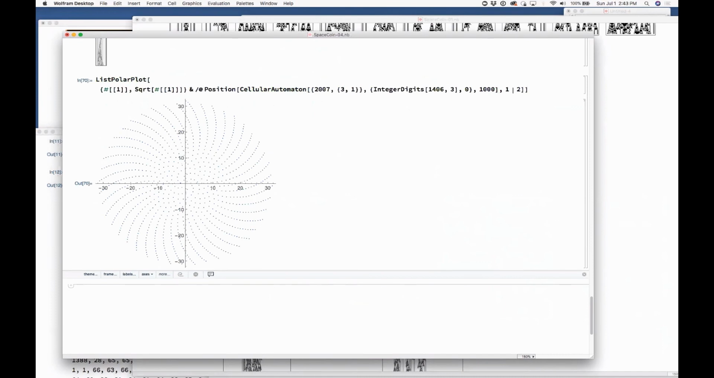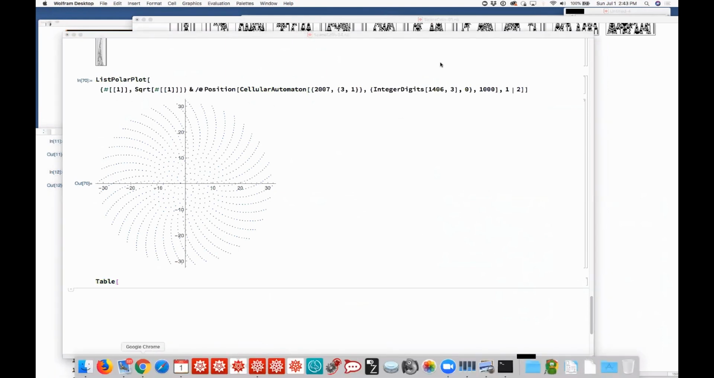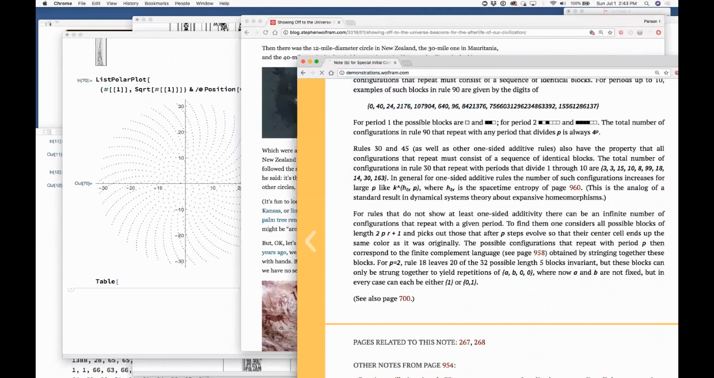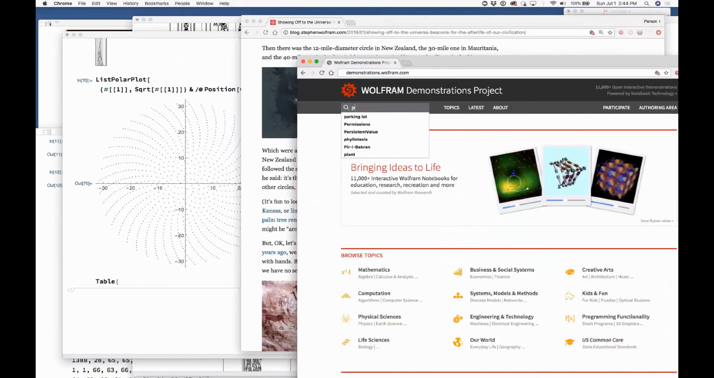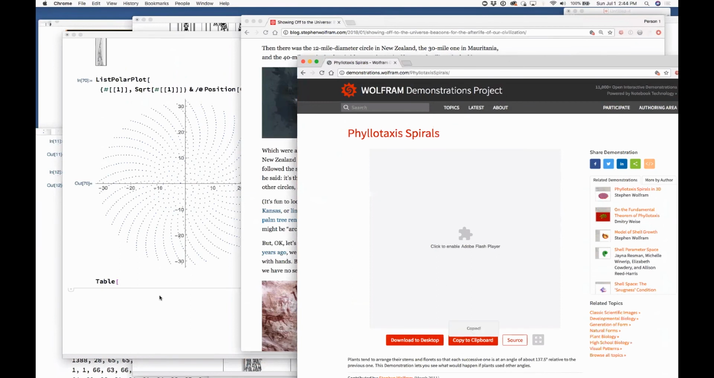Of a sort. And if we wanted to, we could make that a Fibonacci spiral, which would pack in a Fibonacci spiral with an angle of 137. Every circle has, so I claim the following thing. If you say table of, oh gosh, how do you do this? I think this is where we look at the demonstrations project to figure it out, and we look at phyllotaxis, because plants have figured this out a long time ago. And we look at phyllotaxis spirals here, and we say copy to clipboard.